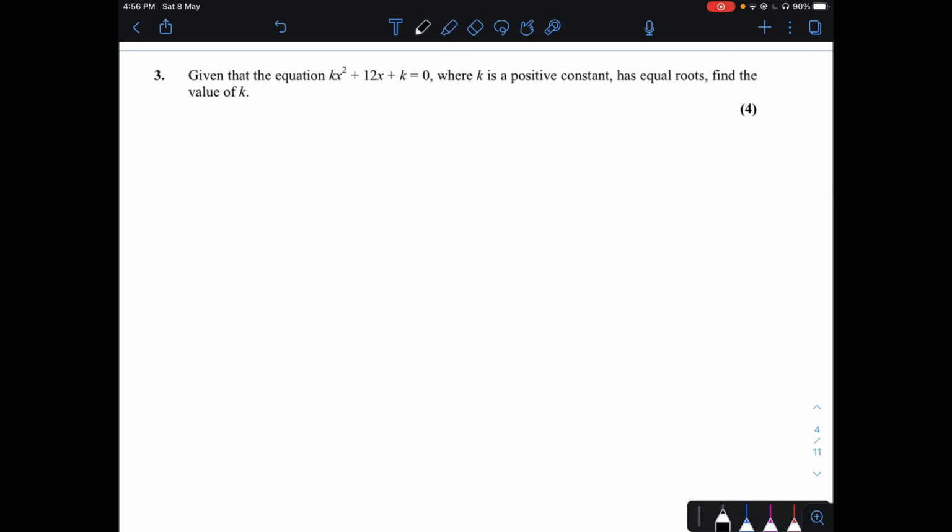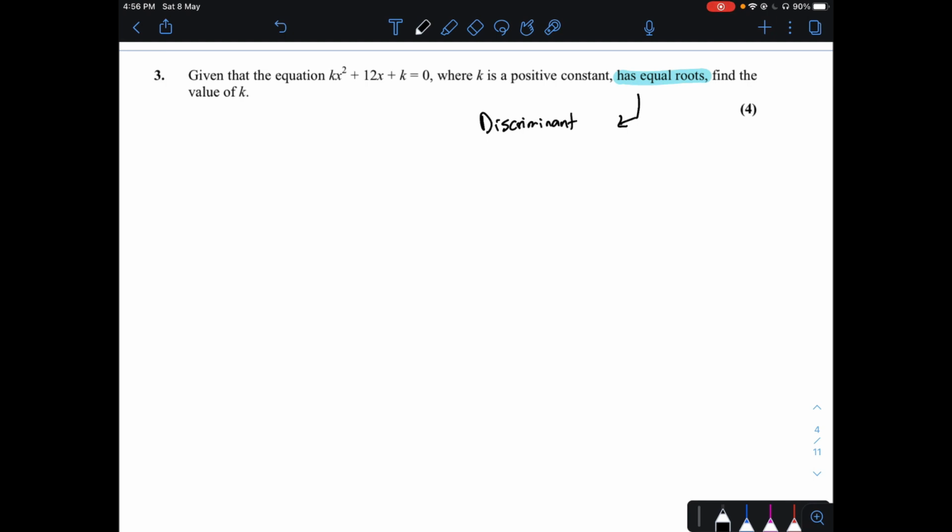Part 3. Question 3. Given that the equation kx squared plus 12x plus k equals 0, where k is a positive constant, has equal roots, find the value of k. Now, immediately, I always see this when I'm looking at these types of questions, that it always has equal roots. Now, what does has equal roots mean? As soon as you think of has equal roots, you should always think of the discriminant.